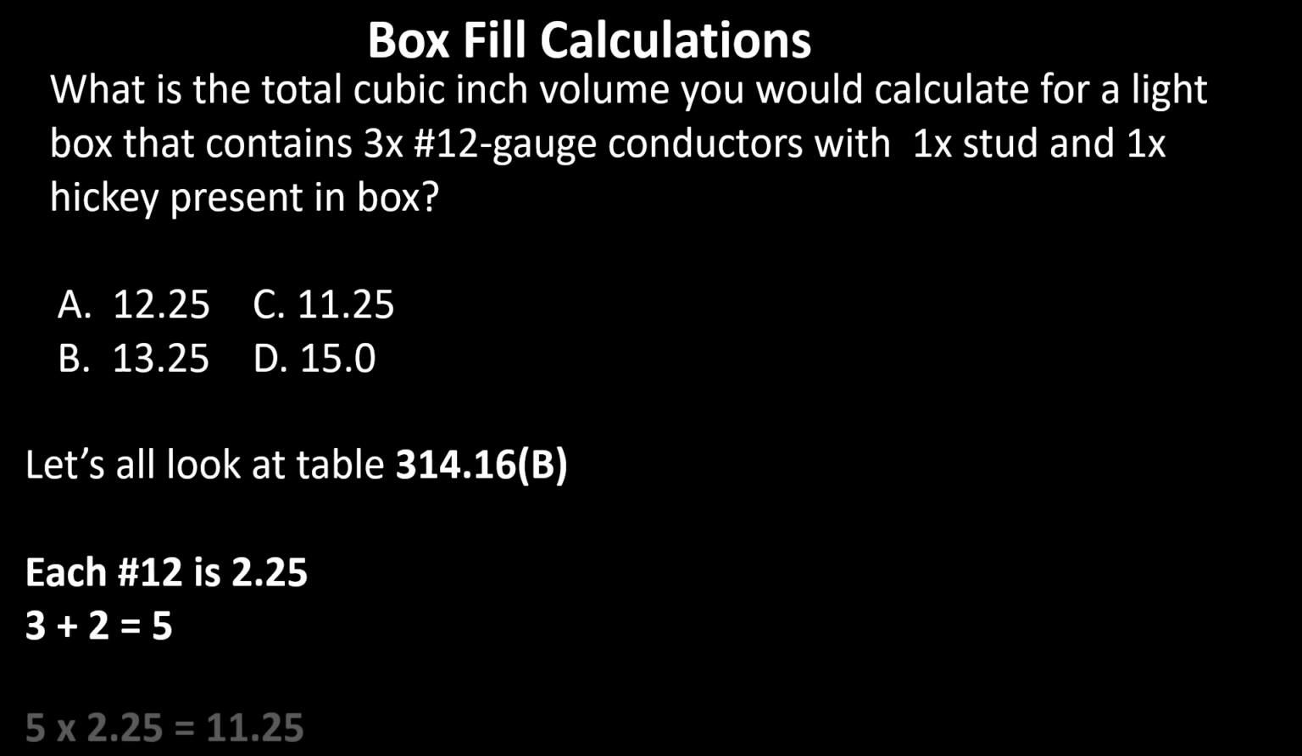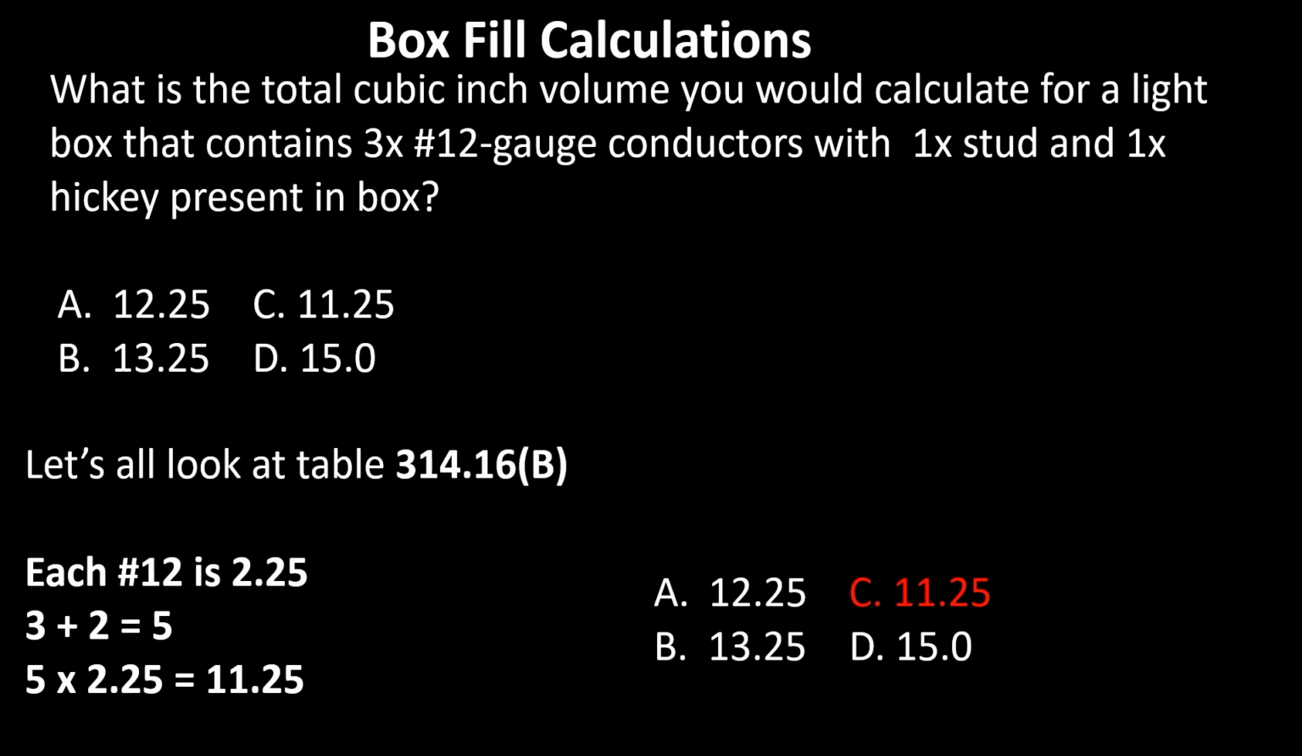Now we take that and multiply it by the 12 gauge volume. 5 multiplied by 2.25 is going to give us 11.25 cubic inches. Then we're going to select C.